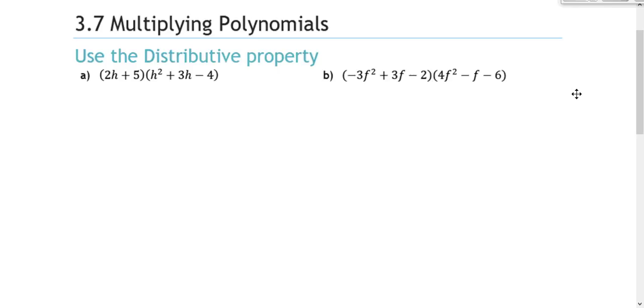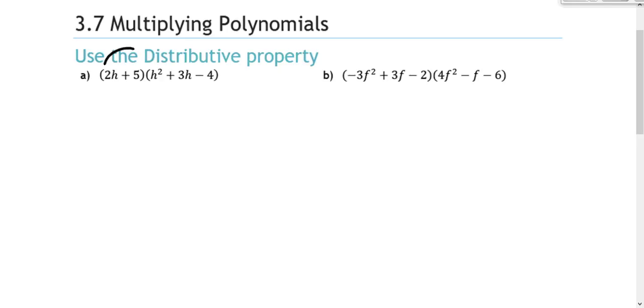So this is 3.7, multiplying polynomials. We are going to use the distributive property. The FOILing term only works when you're doing a binomial by a binomial. So in this case, we just have to distribute, go slow, take your time.